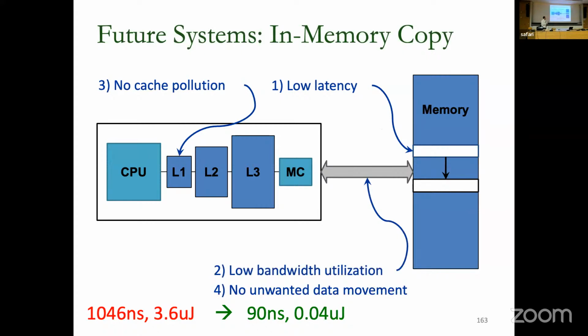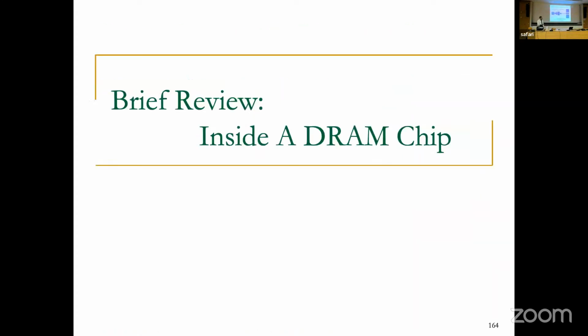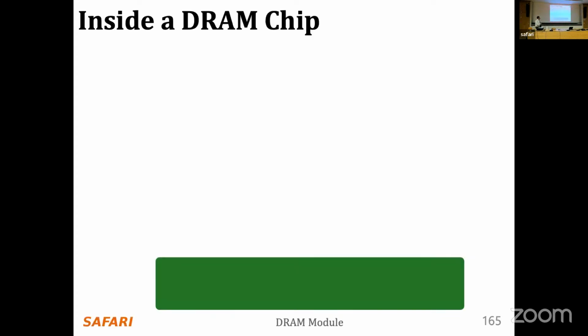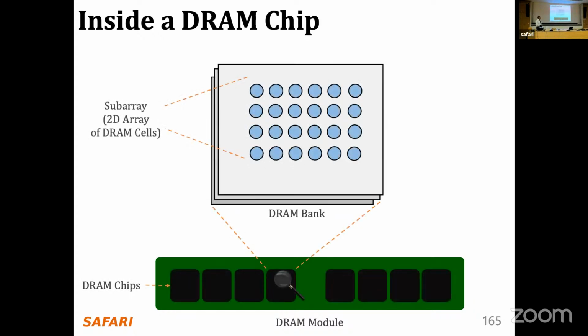Before I explain how this can be done in the memory device itself, I need to give a brief background on DRAM. Does anyone know what the inside of the DRAM looks like? Okay, so we don't need to spend so much time, I guess. This is a DRAM module, what you're going to buy if you go to a store. This DRAM module has several DRAM chips, inside the DRAM chip you have several DRAM banks, and inside the DRAM bank you have several DRAM cells which are organized in what is called a subarray, a 2D organization of those DRAM cells.